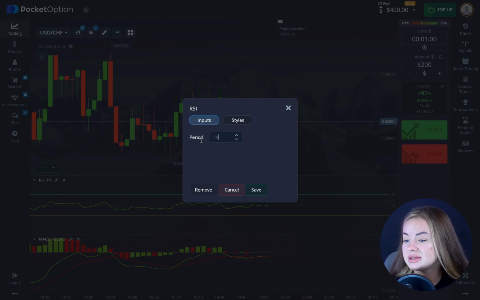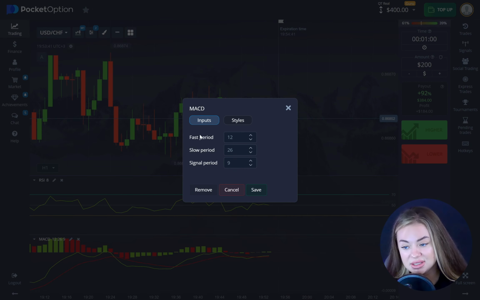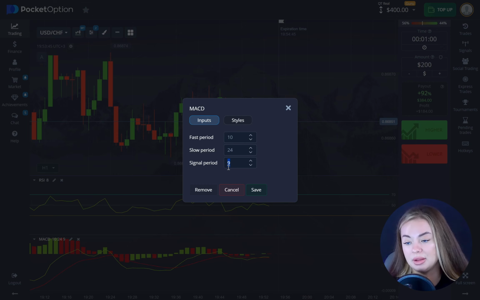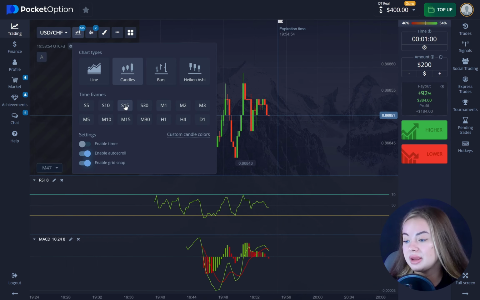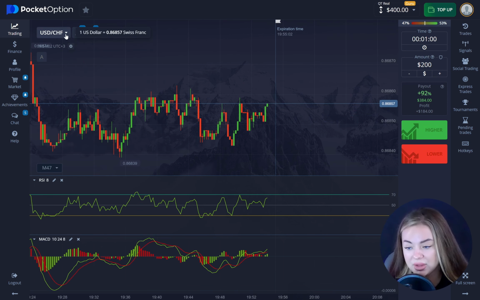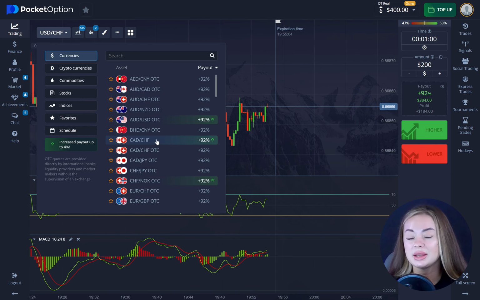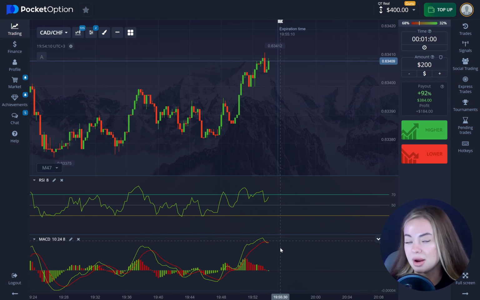For the RSI indicator, I set the value to 8, and you can see the MACD indicator parameters on the screen as well. Next, I choose a 15-second time frame for trading and proceed to select a currency pair. Today I will choose the Canadian dollar and Swiss franc pair with a 92% return and start analyzing.